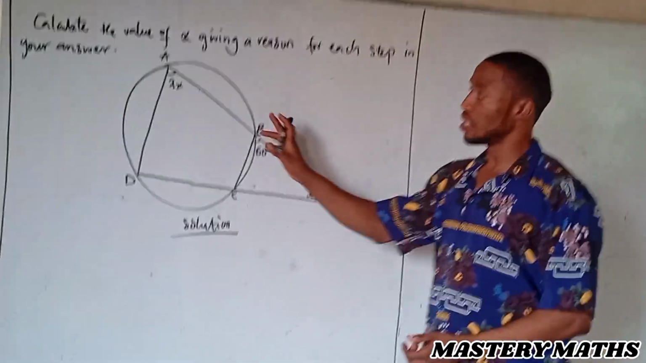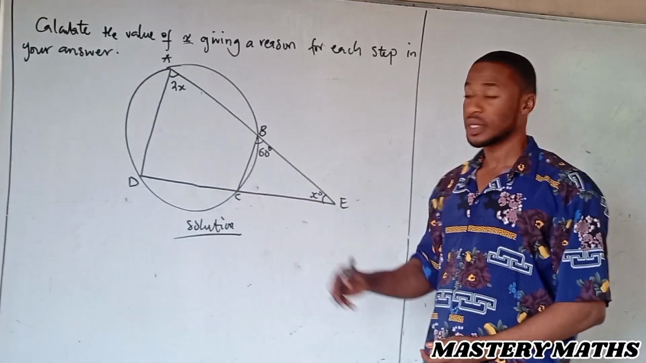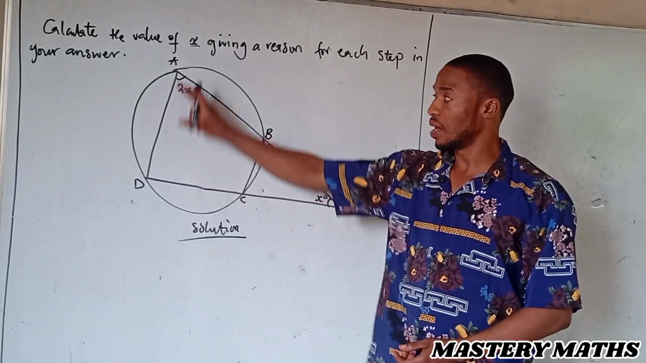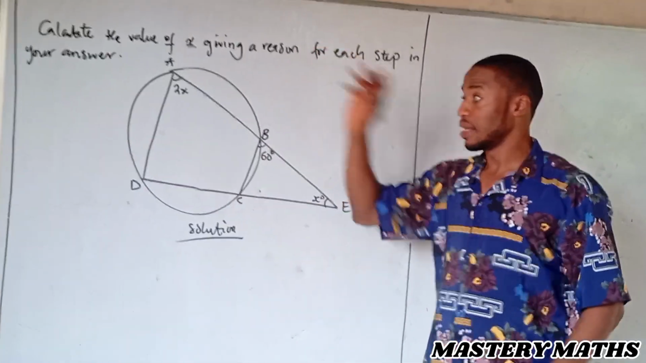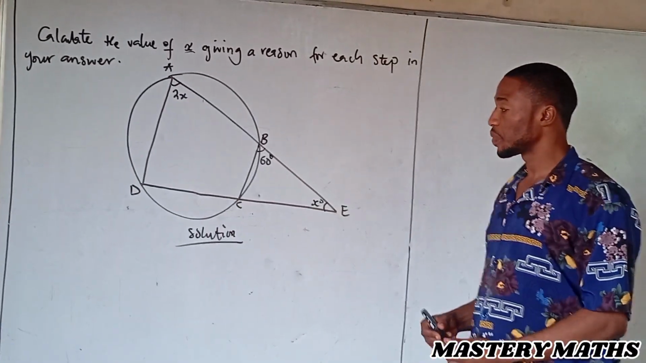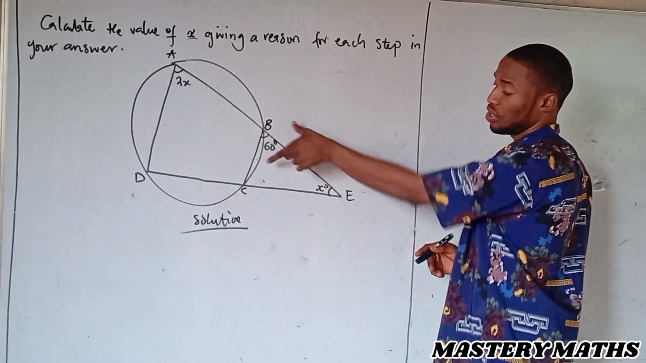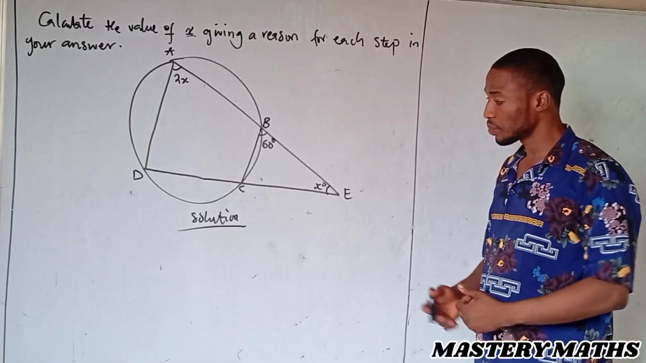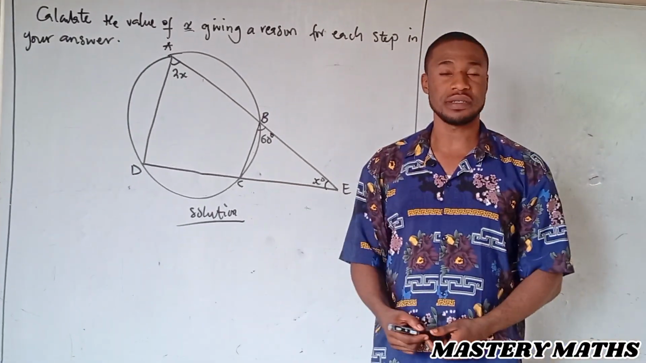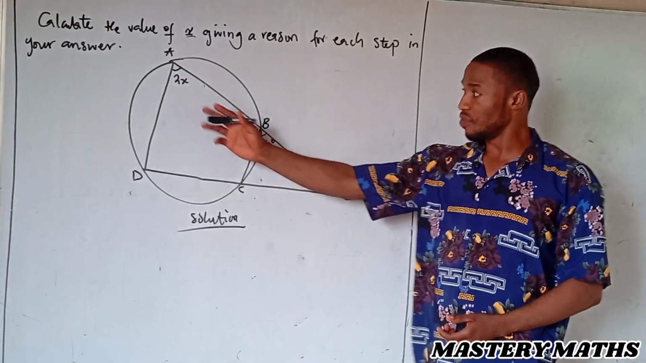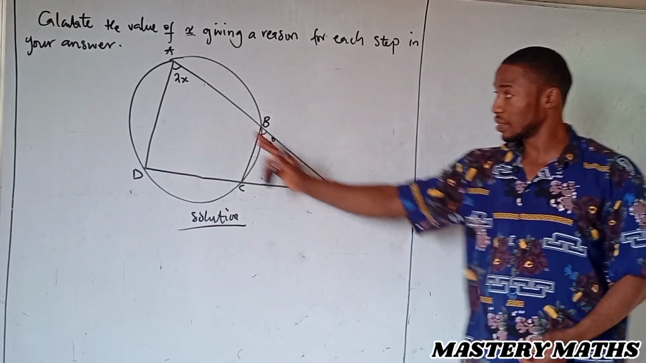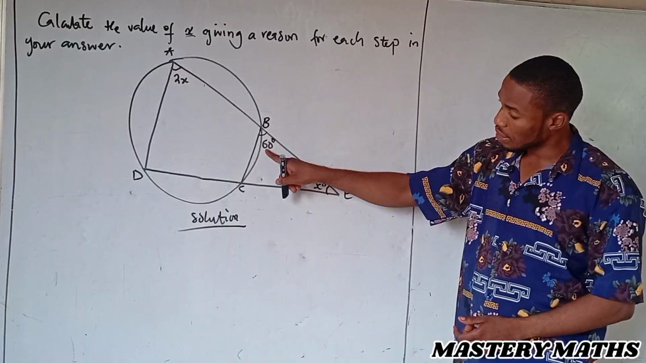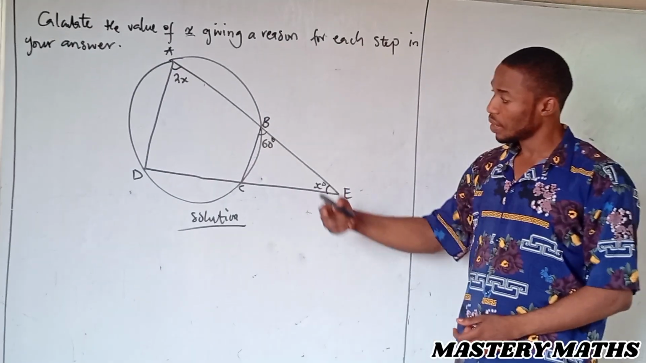If you watch, this is a cyclic quad. It's a circle, and you have a quadrilateral embedded inside. Cyclic quadrilateral, and you have an extension, which is a triangle. Now, how do we solve for x? Very simple. You have your x given, you have your x here, you have your 60 degrees here.